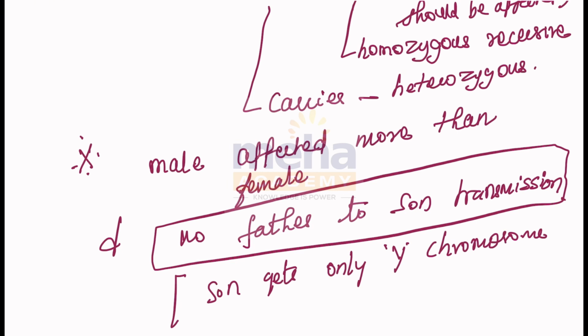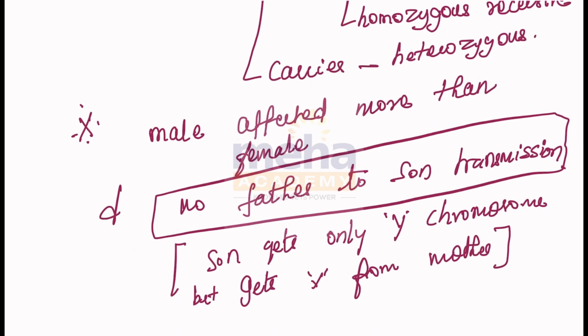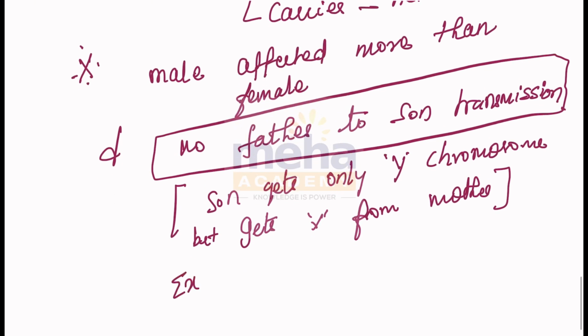Since he gets only the Y chromosome from the father, there is no father to son transmission, but he gets X from the mother. So if the mother is affected or a carrier, the son will be affected. The examples of X-linked recessive traits are color blindness and hemophilia.